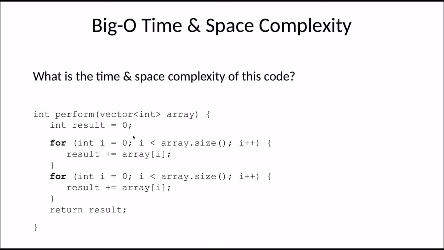Now another example, 2 loops, but in this case they are consecutive. We have first a loop that depends on array.size, followed by another loop that depends on array.size. So both of them depend on the input. And when we have consecutive loops, we add them up. So it's n plus n, or in other words, 2n. Now 2n is still in the class of O(n). So this is still linear. It doesn't matter if it's 2n, 4n, 10n, it's still in the class of O(n).